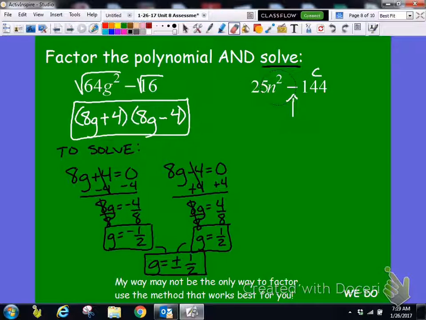I'm going to open my parentheses. I'm going to take the square root of my first term, which is 5n. I'm going to take the square root of my second term, which is 12. And then, one addition sign, one subtraction sign. I am done factoring. To solve, I take each factor and set it equal to 0. So 5n plus 12 equals 0, and 5n minus 12 equals 0.